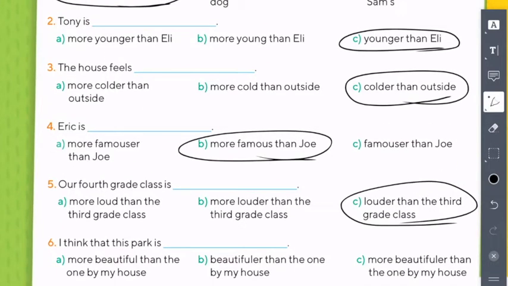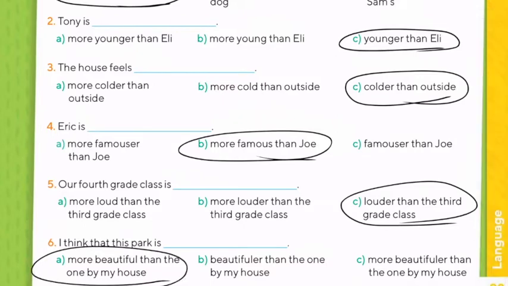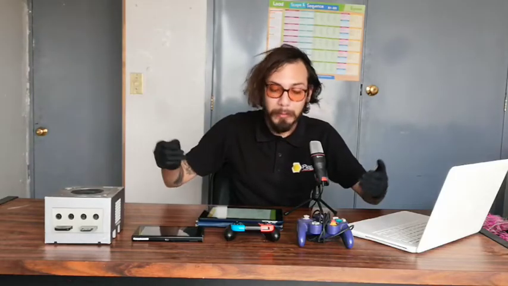And the number 6. I think that this park is more beautiful than the one by my house, beautifuler than the one by my house, or more beautifuler than the one by my house. More beautiful. Excellent. So we circle it and you write it down. And there you have it, class. You finish page 98. So what do you think about the comparative adjectives? Super easy, right? Super easy, class.